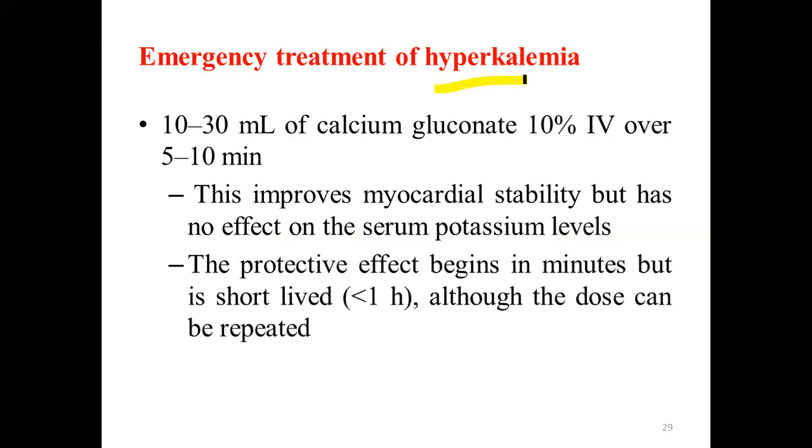Because of that, the front line, the emergency treatment in hyperkalemia, is to give calcium gluconate. As Laura said, this will reverse the cardiac effect of hyperkalemia. Calcium gluconate is available locally as a 10% injection. You can give 10 to 30 ml over 5 to 10 minutes. This will improve myocardial stability, but has no effect on serum potassium.